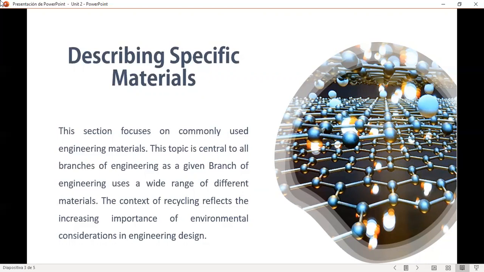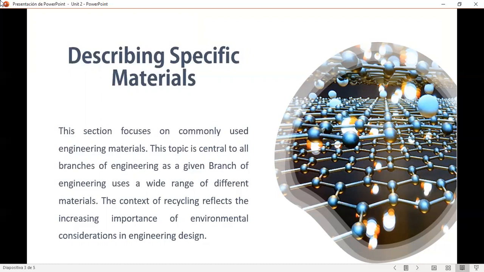And this topic is central to all branches of engineering, as a given branch of engineering uses a wide range of materials. So it's for all types of engineers. Of course, if you're a mechanical engineer, you use materials made of steel, iron, etc. And if you're a construction or structural engineer, then you use materials such as stone, sand, bricks, and stuff like that. So all engineers have to deal with materials.